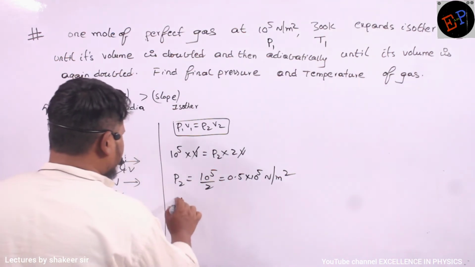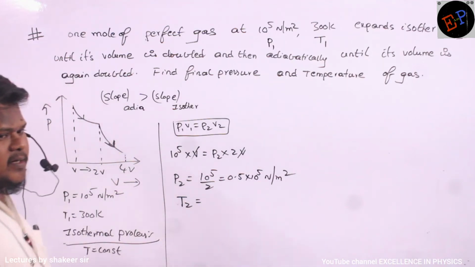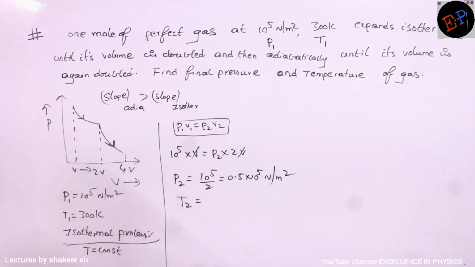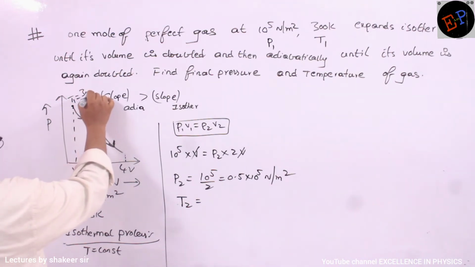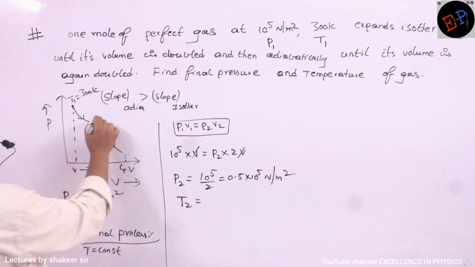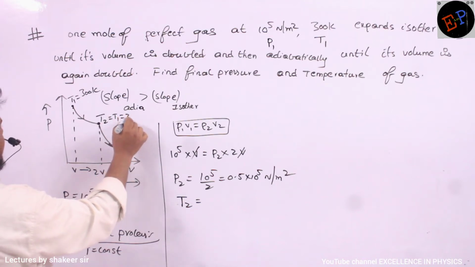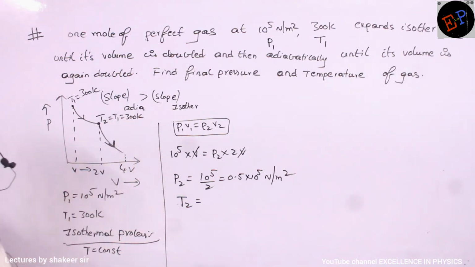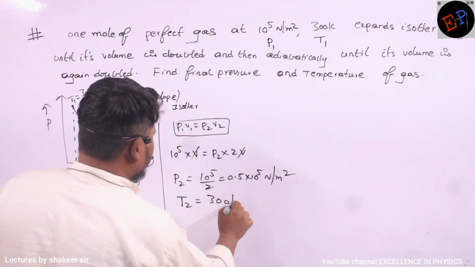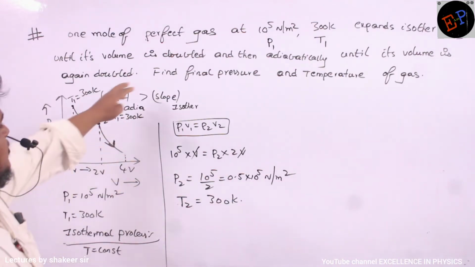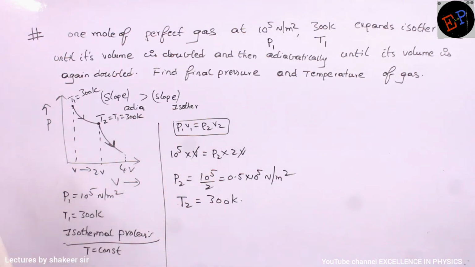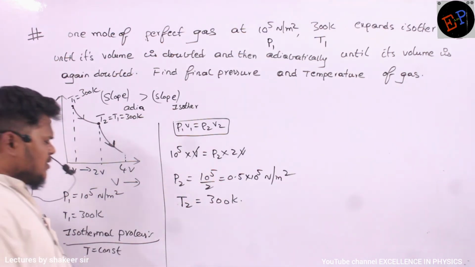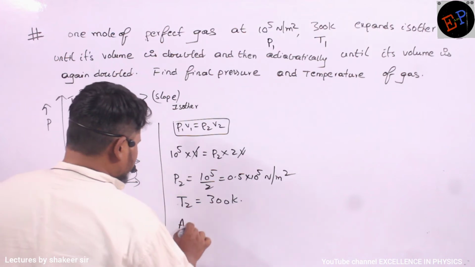Then what is the final temperature? Same, because this is an isothermal process. So here what is the temperature? Here temperature is 300 Kelvin. So definitely here also the temperature T2 is equal to T1, which is again equal to 300 Kelvin. So the final pressure and final temperature after performing the isothermal process we have calculated. Clear? Now we will go for which process?